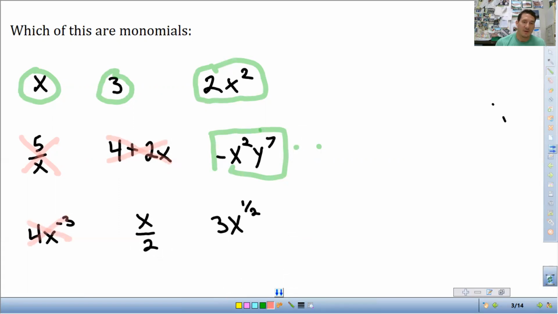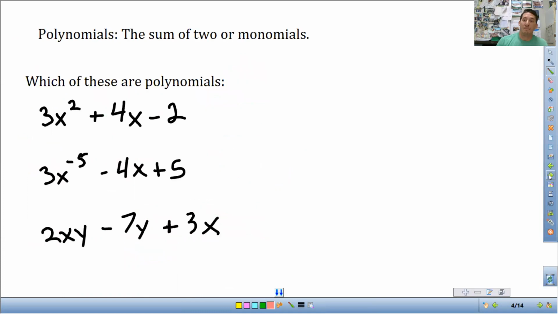X over 2, this one's fine. Fractions are okay as long as the x or the variable is in the top of the fraction. All right, so x in the top, it's fine. X in the bottom, not a monomial. And then the last one, 3x to the 1/2, no fractional exponent, so not a monomial. So moving on to polynomials. Polynomials is just when you add 2 or more monomials together.